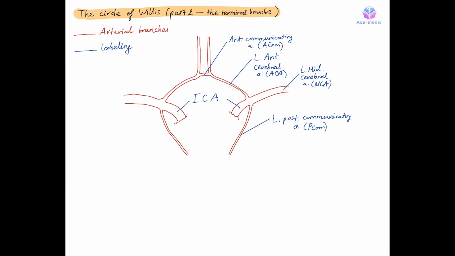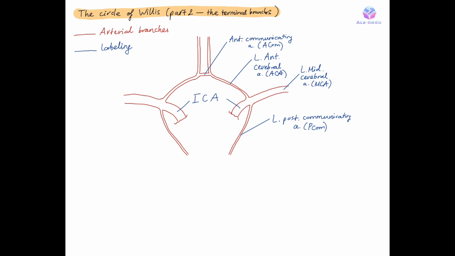And the shapes and the sizes of these PCOMs vary wildly between people. Some people will have duplicated PCOMs on one or both sides. In some people, these PCOMs are going to be so small that they are barely connecting the ICAs with the vertebrobasilar system at all. But those are the terminal branches of the ICA as it approaches the sella turcica.